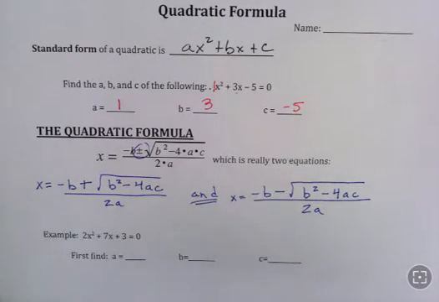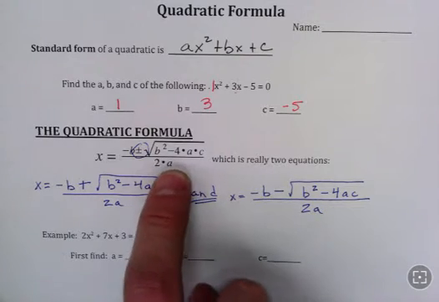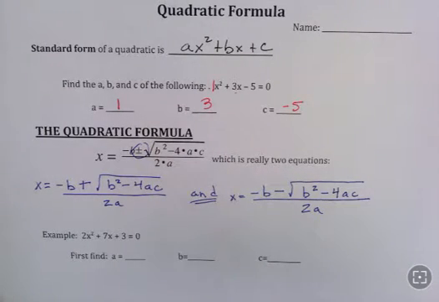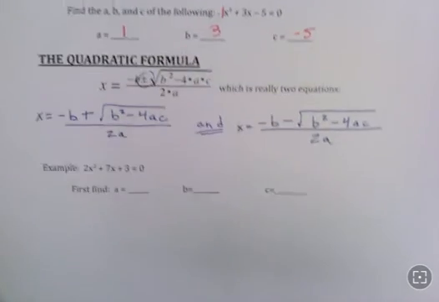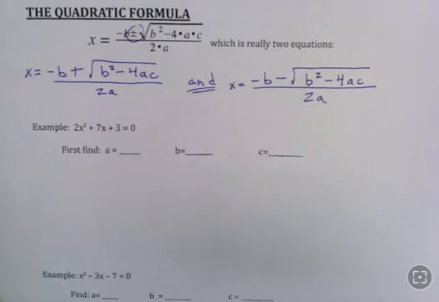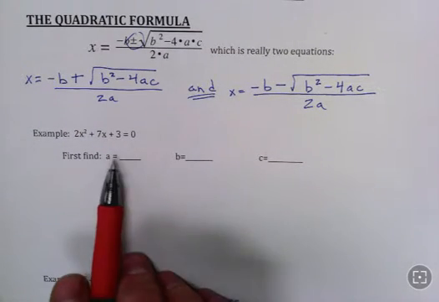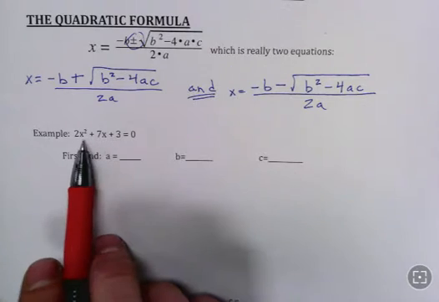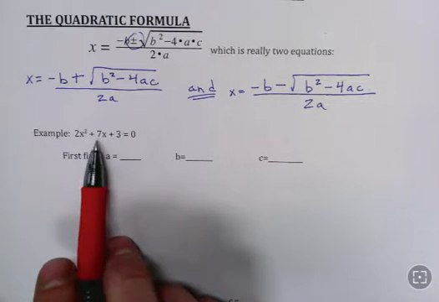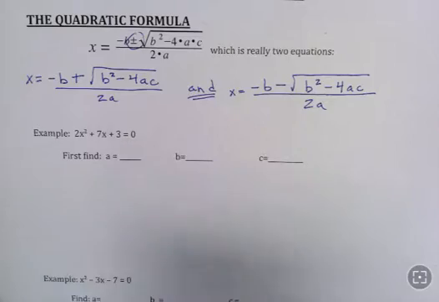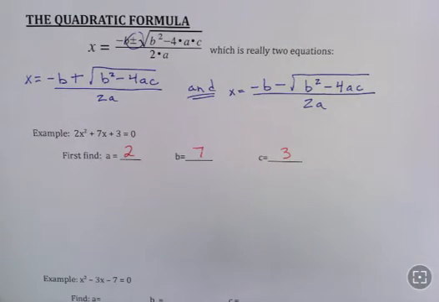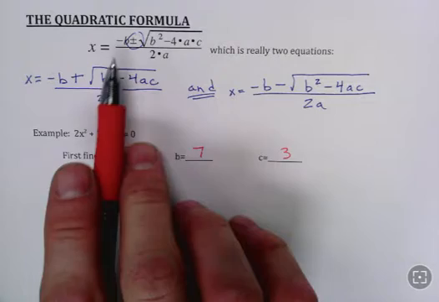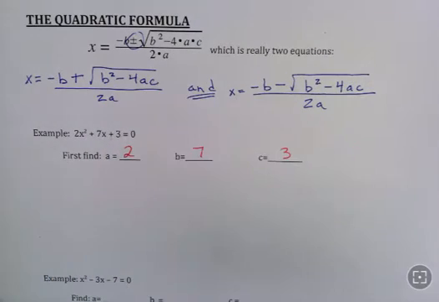So let's take a look at an example. You'll be able to use this set of notes on quizzes and tests, so make sure that you know how to use that formula though. Again, I'm going to keep this up here. The very first step is to find out what your a, your b, and your c is equal to. Notice now we have 2x squared plus 7x plus 3, which is equal to 0. So your a value is 2, your b value is 7, and your c value is 3. That's what we use in each of these a, b, and c locations.